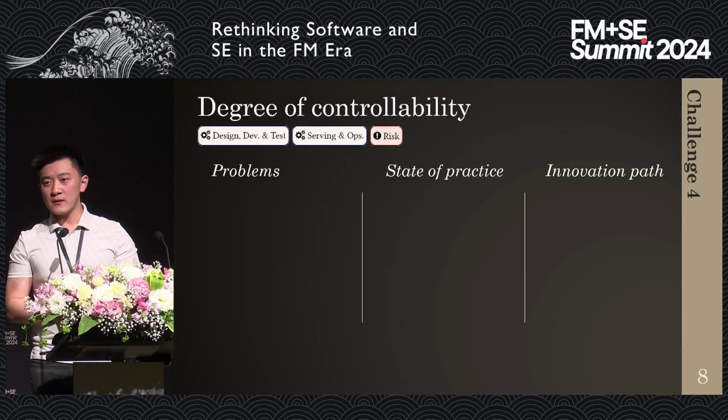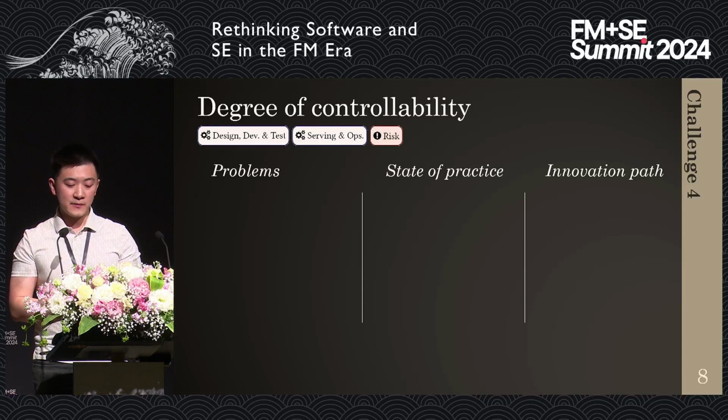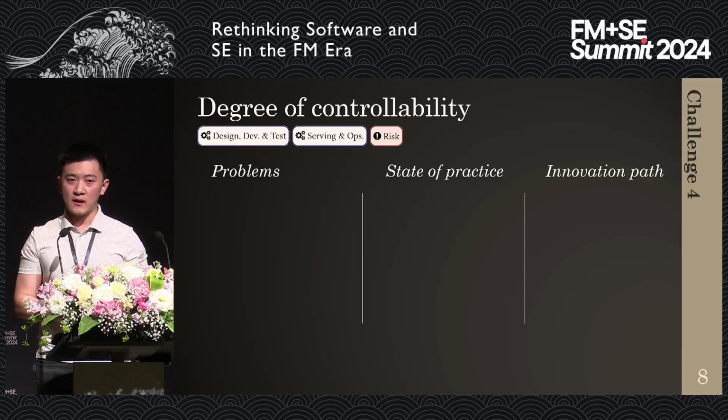So the next big challenge is about controllability. Controllability is a very important subject here because of the intrinsic randomness of foundation model applications. But in a lot of software domains that require high trustworthiness, we actually need robust controllability of software's behavior. For example, in healthcare, autonomous driving, or any other sensitive areas.